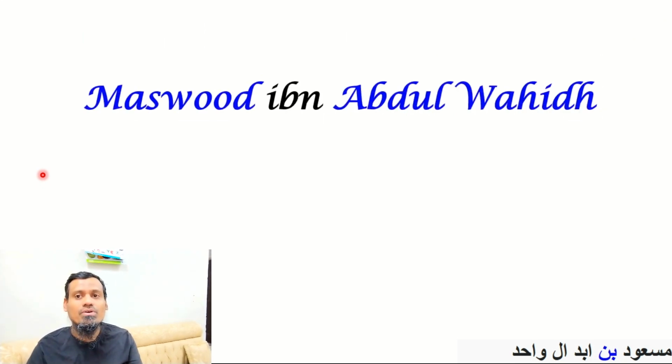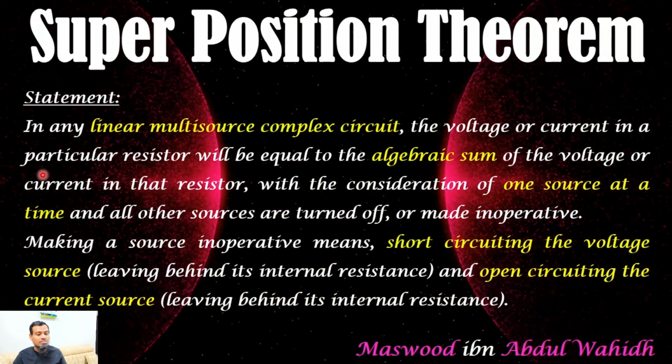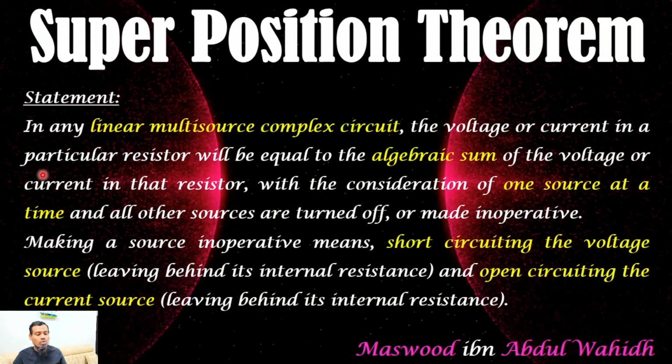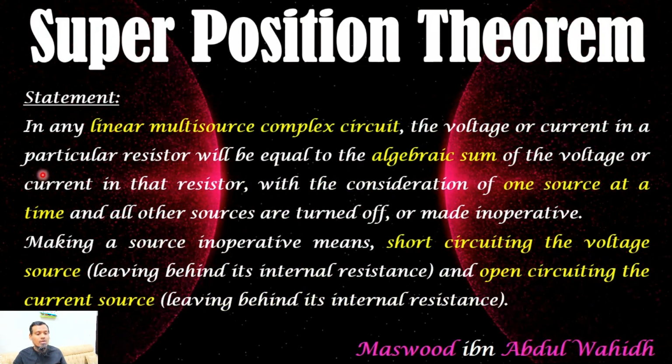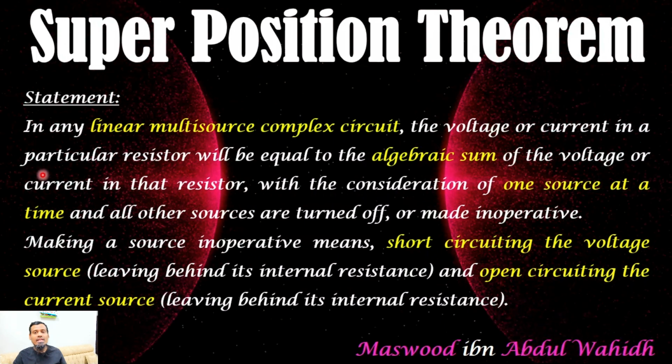Today in this video we are going to discuss the superposition theorem, its statement, and a problem we are going to solve. So it states that in any linear multi-source complex circuit, the voltage or current in a particular resistance will be equal to the algebraic sum of voltage or current in that resistor with the consideration of one source at a time, and all the other sources are turned off or made inoperative.